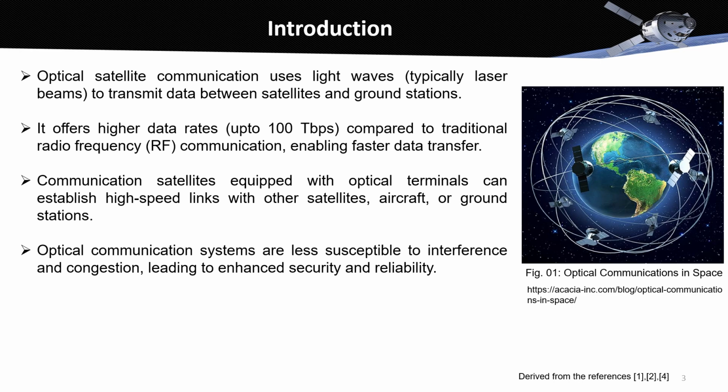First of all, I am going to discuss what optical satellite communication is. Optical satellite communication uses light waves, typically laser beams, to transmit data between satellites and ground stations. Also, it offers higher data rates, up to 100 terabits per second, compared to traditional radio frequency communication, enabling faster data transfer. Communication satellites equipped with optical terminals can establish high-speed links with other satellites, aircraft, or ground stations. Optical communication systems are less susceptible to interference and congestion, leading to enhanced security and reliability.